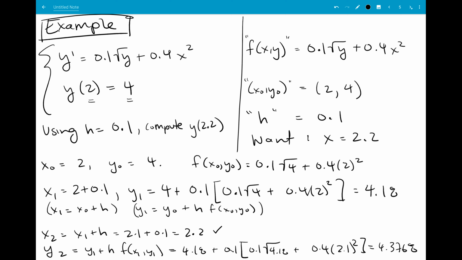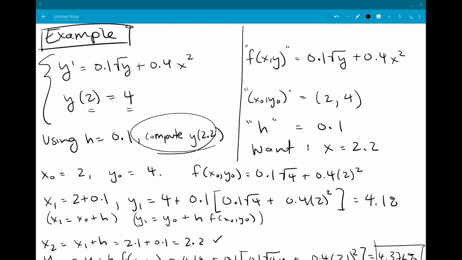And so this is a whole mess of a lot of numbers, but I've done the thing that I was supposed to do. I was supposed to compute y of 2.2. I think it's that thing. I know that this was a lot. We're going to stop right here. And then in the next video, we're going to talk about what happened and make sure that all the notation's clear.